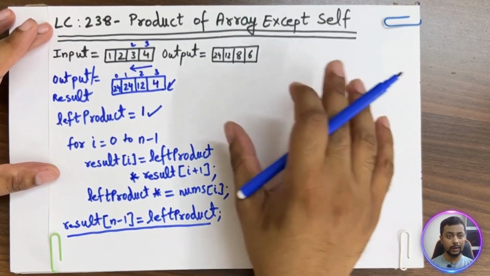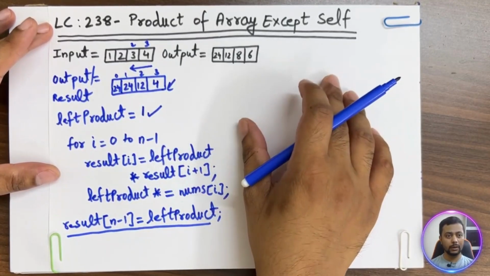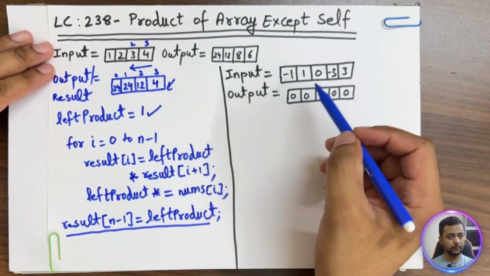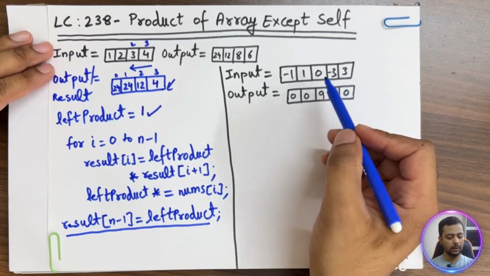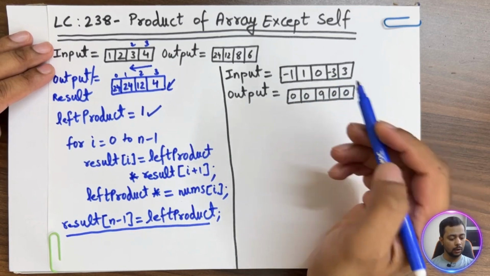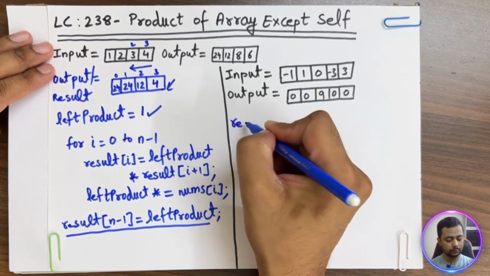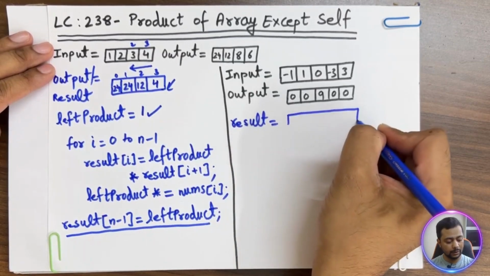And for the dry run, I will actually use input number 2 because it has 0 values as well. So things will become much more clear. Okay, so over here I have written example number 2. This is the input. It has -1, 1, 0, -3, and expected output is 0, 0, 9, 0, 0. Okay, so let's first of all start by declaring a result array. It will have 5 elements.